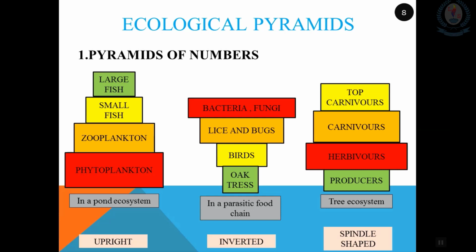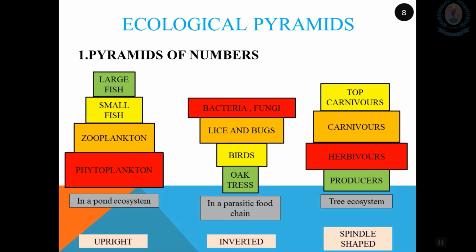There are a few types of ecological pyramids. The first one is the number pyramid. It shows the number of organisms in each trophic level and doesn't take into consideration the size of the organism. The emphasis is only on the number, whether the organisms are big or small.